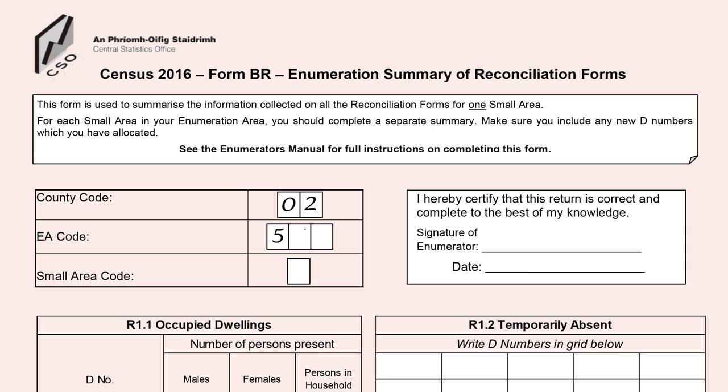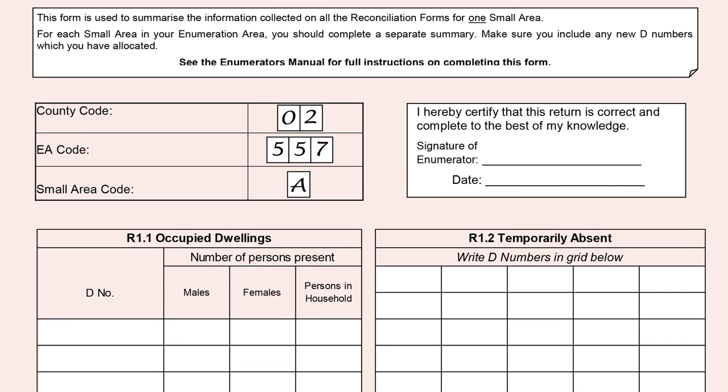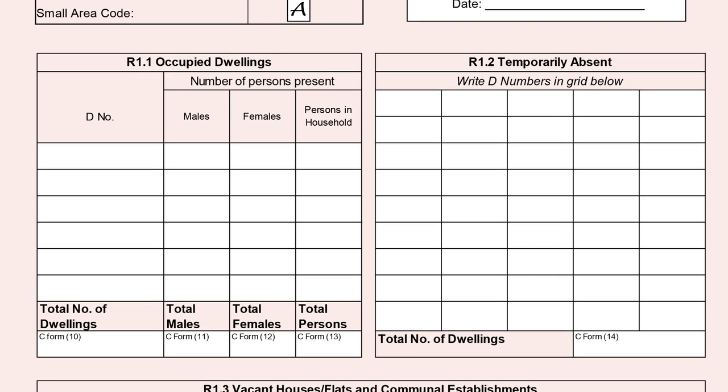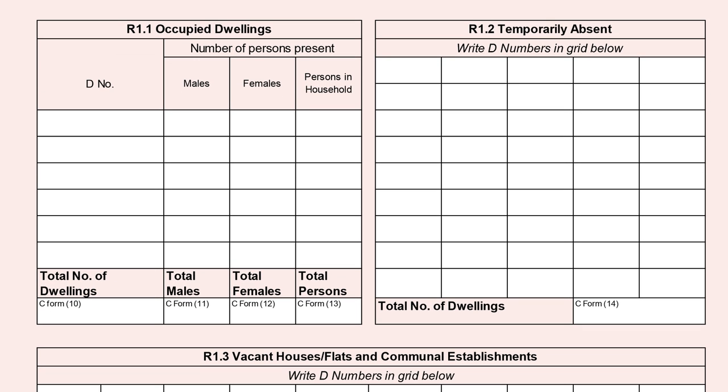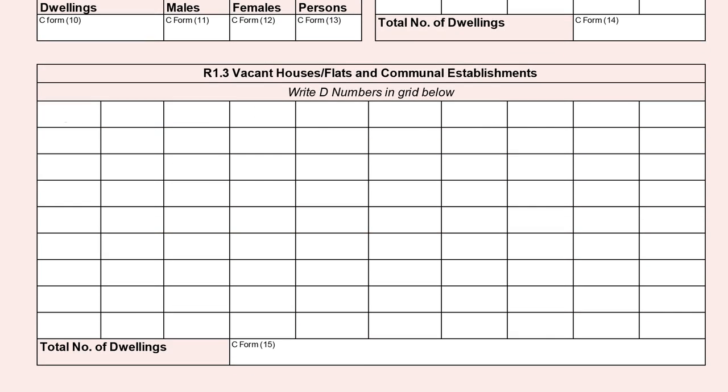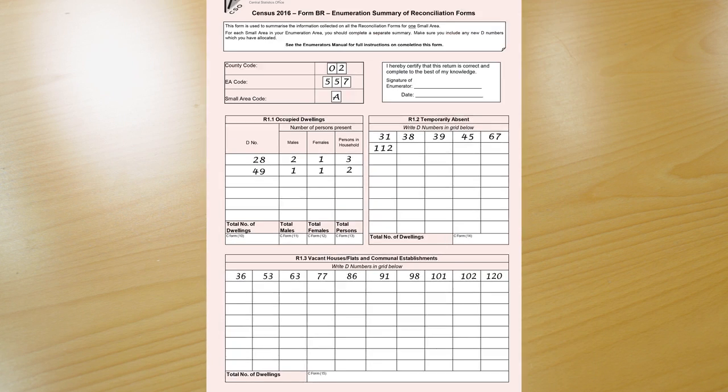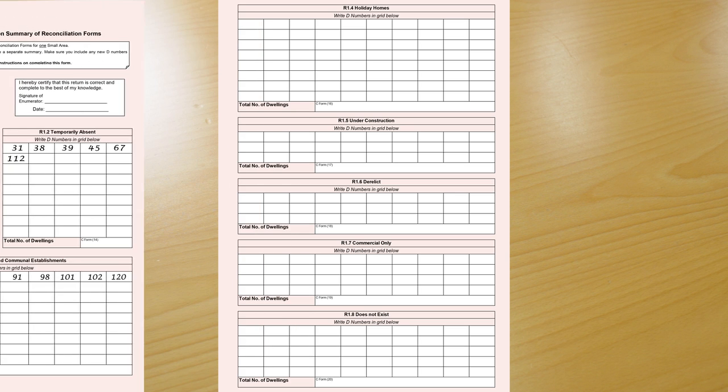complete the county code, EA code, and small area code of the reconciliation stack on the form. Go through each reconciliation form in the stack and write the D number from the form into the appropriate section on the form. For any reconciliation form completed for occupied dwellings, you must write in the D number, as well as the number of males, females, and total persons in the household. If there are not enough spaces in a section to transfer the D numbers, you should follow on to a new Form BR, remembering to complete the county, EA, and small area code.